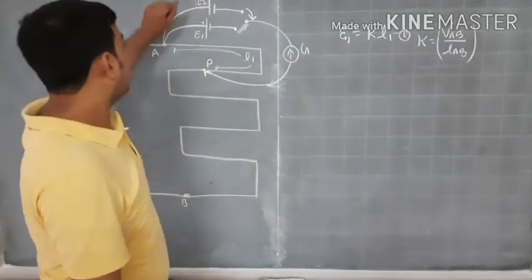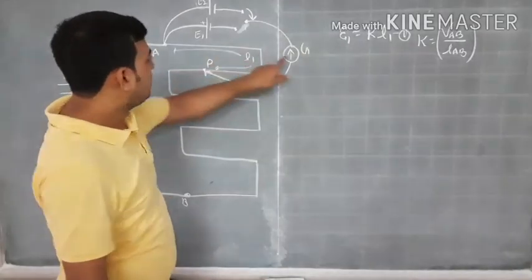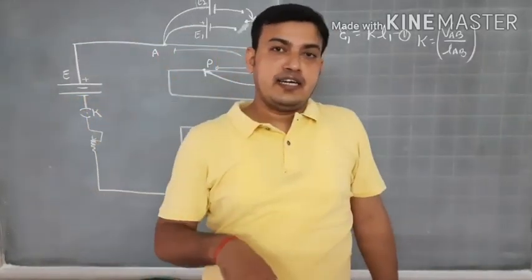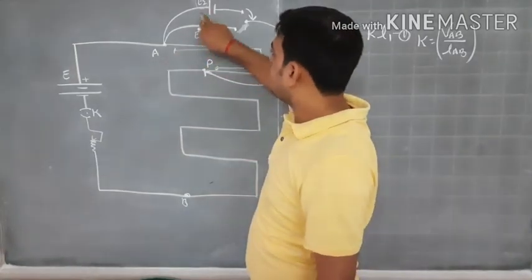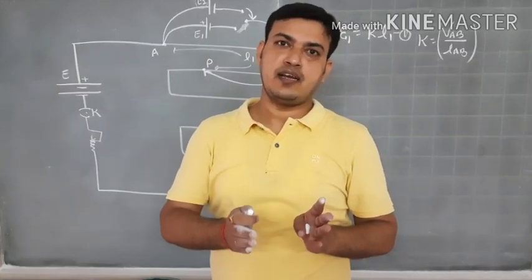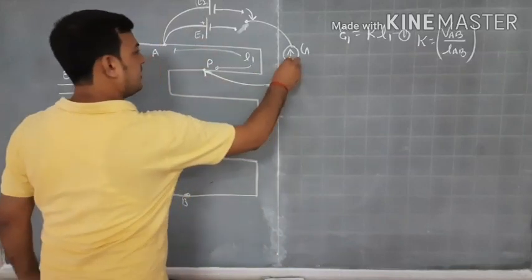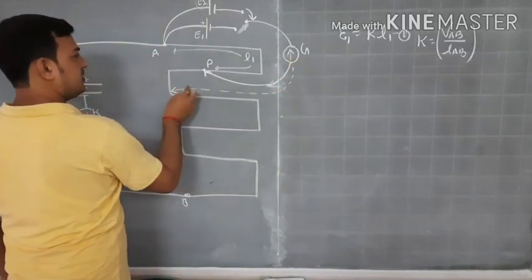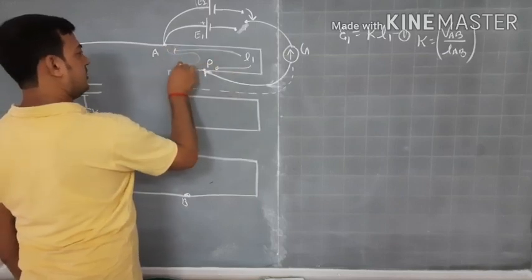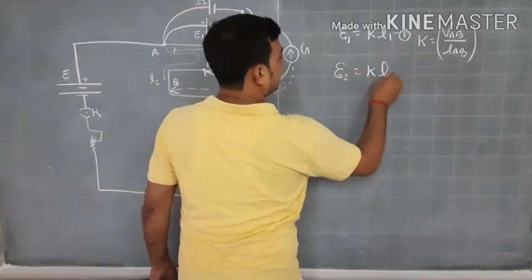On the other hand, if the EMF of this E2 is less than E1, in that case you will get the null point at a short distance. It is a way to identify which one of these two cells has the higher EMF. So the cell that gives the balancing length at a large distance has high EMF. So consider that in that case the balancing length is L2, this is the distance from here to here for E2. So for E2 I can write K times L2.